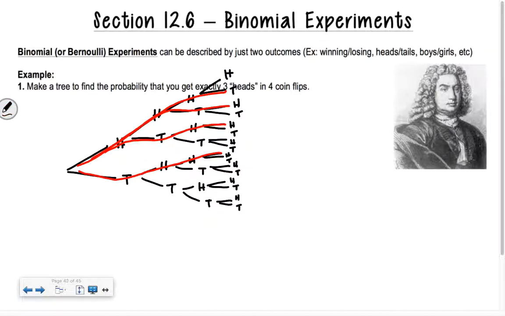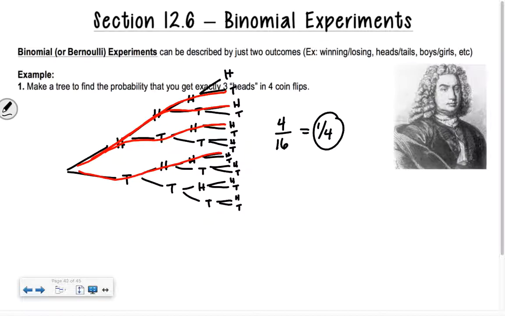No. So we end up getting 4 out of a total of how many possibilities? How many branches do I have in the end? 16. Do you guys see it? Because it's going to be 2 times 2 times 2 times 2. So our answer is 1/4.